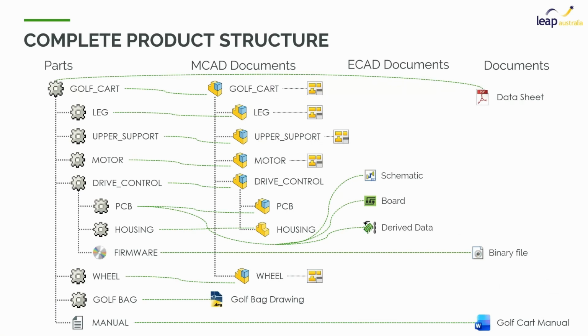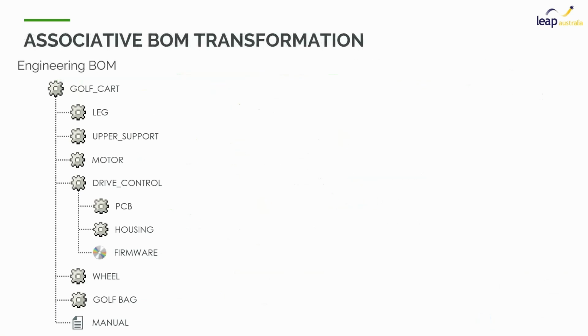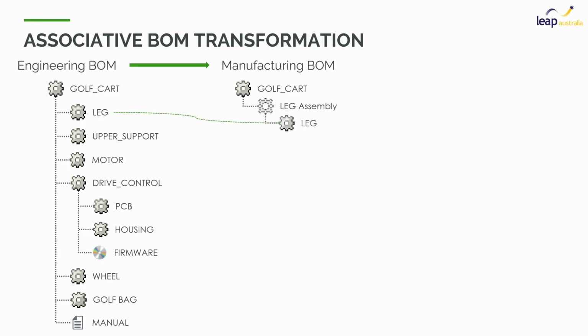We've got this structure in Windchill. We've got a BOM, but that BOM that we've created might be our engineering BOM. So we can use our BOM transformation tool to create a manufacturing BOM of our golf cart, because maybe the way that we put this together in the factory is very different to how engineering has designed it. We could create a phantom assembly for our leg, because the way we put this together is we take these 3 parts and stick them together in a leg assembly. So we can build up that manufacturing BOM.